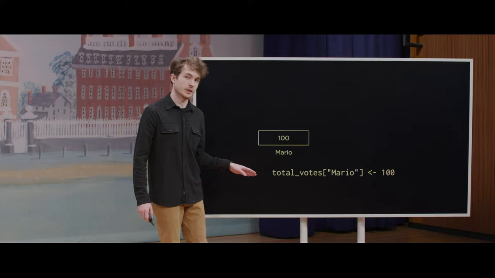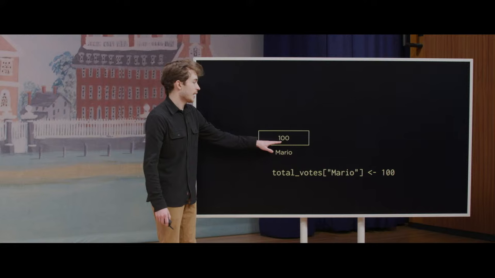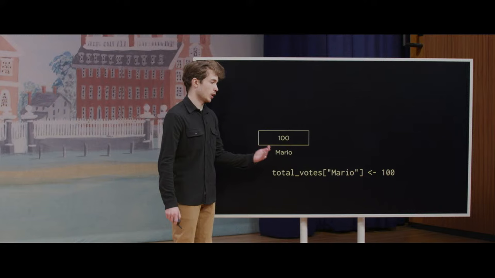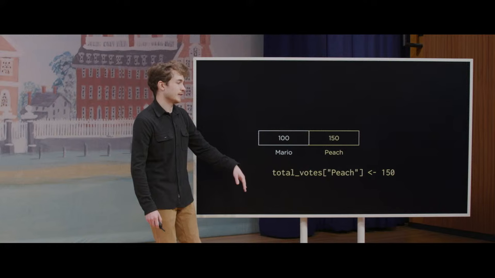So if I want to add to this vector, total votes, an element named Mario that has the value 100, well, I could do it using this syntax here. Well, what if I want to later add Peach's votes? Let's imagine this is the next iteration of our for loop. I would say total votes, bracket, Peach. And that would then make a new element to my vector called Peach with the value 150.